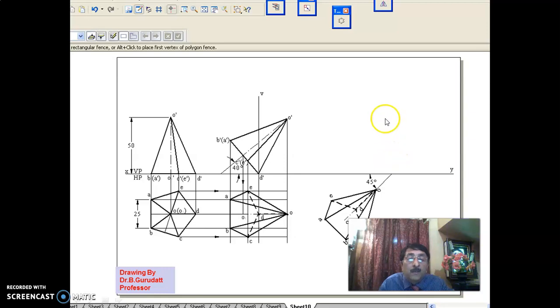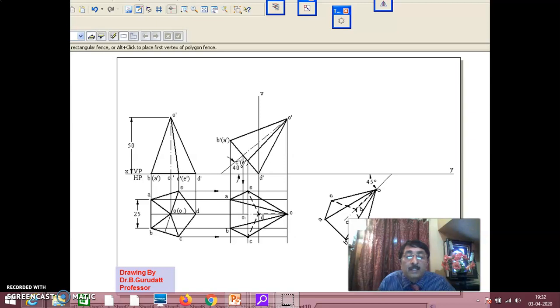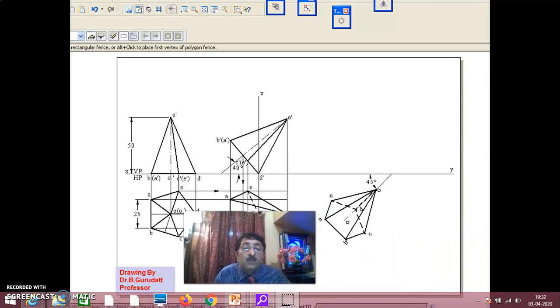Now, the problem says the top of the axis is inclined at 45 degrees to VP. In that way, what you do is, again as usual, move, copy and rotate it such that the axis O1 is inclined at 45 degrees to VP.